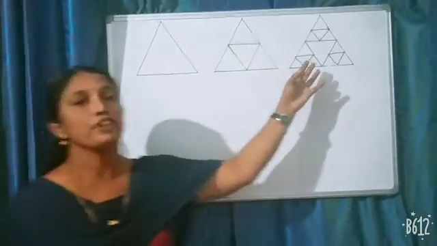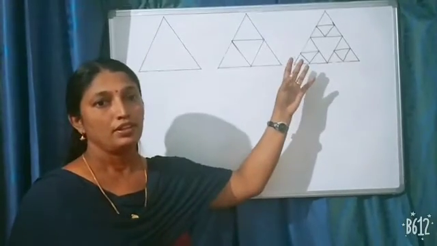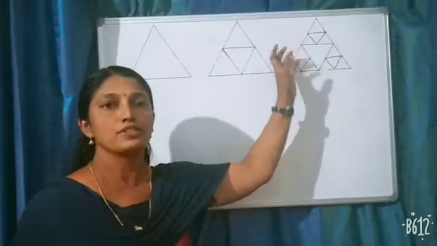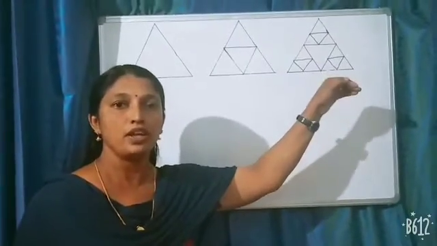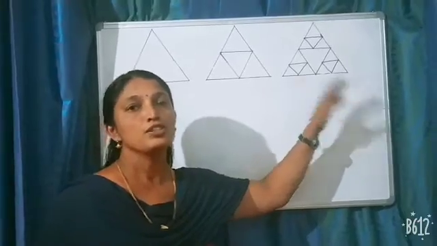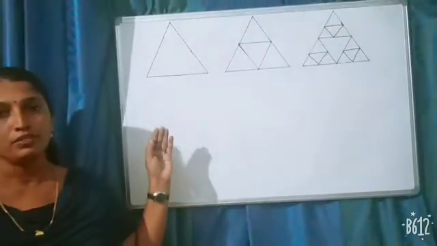The third figure, the same procedure repeated. The midpoints of the sides are joined. From the center, 1 equilateral triangle removed. So, come to the question.